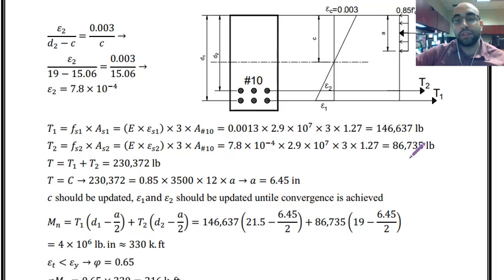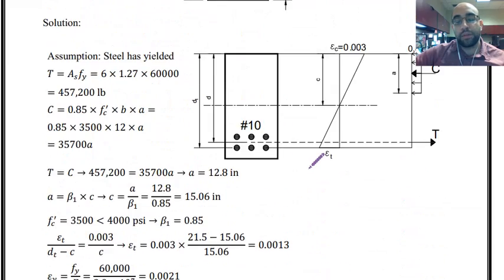And now that I have the tension forces, I can calculate the strength of the section, right? There is one thing that you can also ask about, and you may already think about it, and that is the depth of neutral axis, C, or A, because we found C based on A.